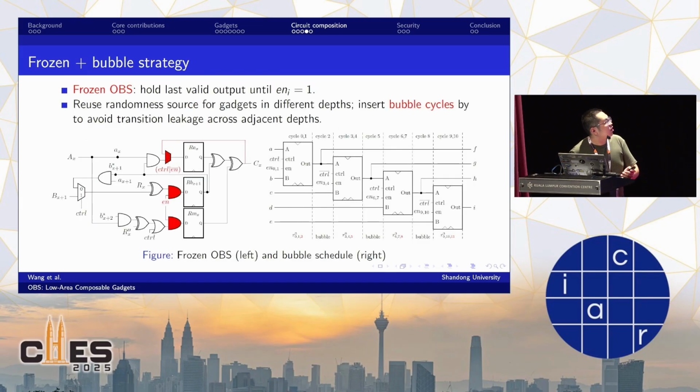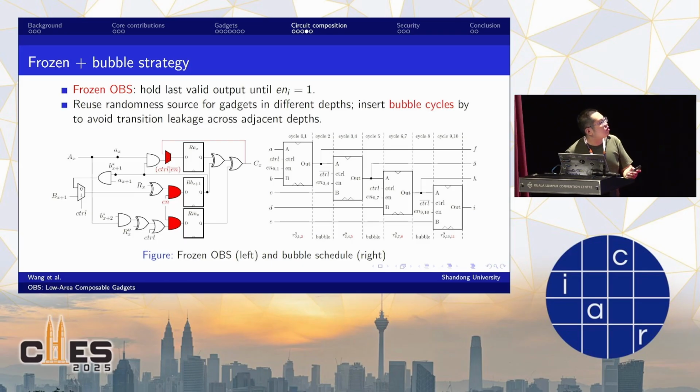we give another strategy, freezing, to use another control signal as the enable to freeze the output signal to the registers until the clock gating is finished, so that the randomness in different layers will not be used at the same time.